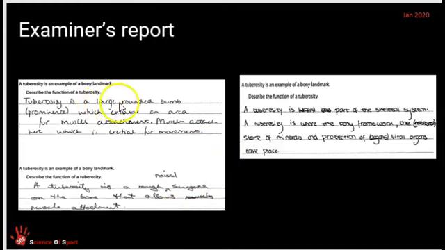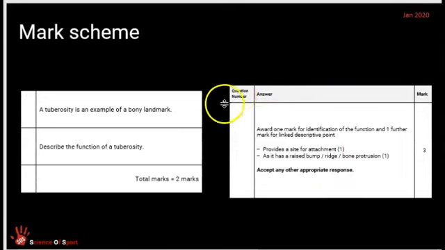The tuberosity is a large rounded bump or prominence. Brilliant concise sentence, that's 1 mark, which creates an area for muscle attachment. Perfect, 2 marks. And you can see how the mark scheme on the right over here does exactly that. It asked for providing a site for attachment, that's the function 1, and it's a raised bump, ridge or bone protrusion. Truthfully, that's structure, but they've incorporated it into the description of what it is and what it does.